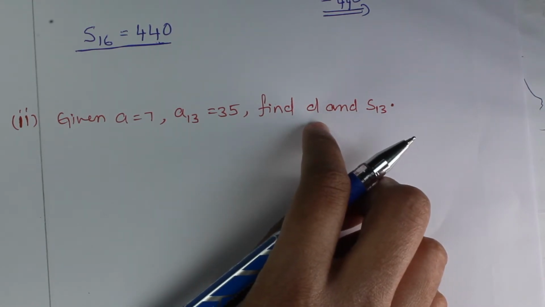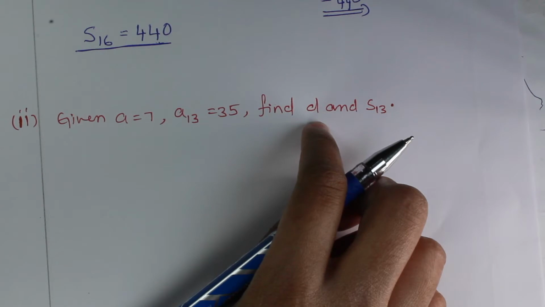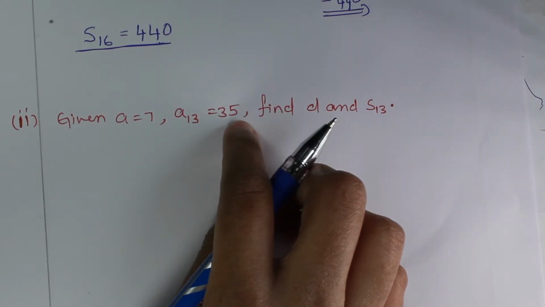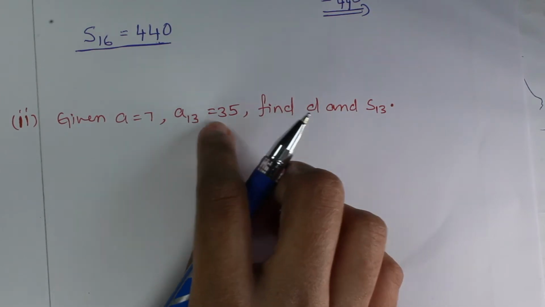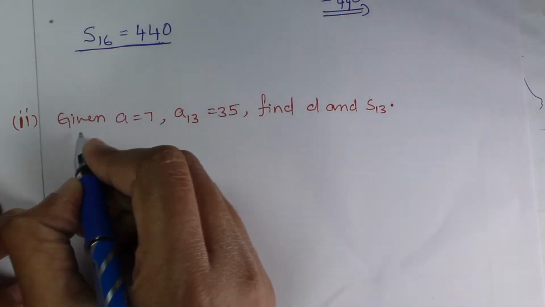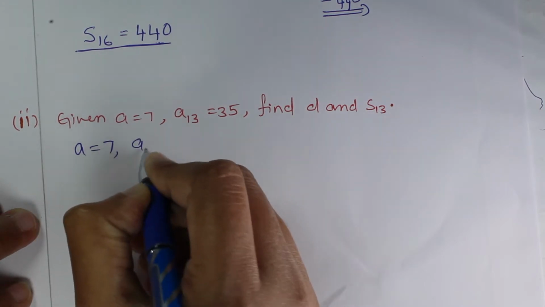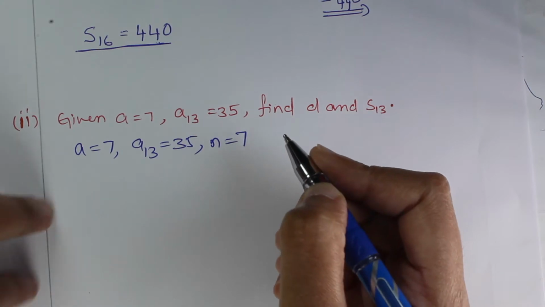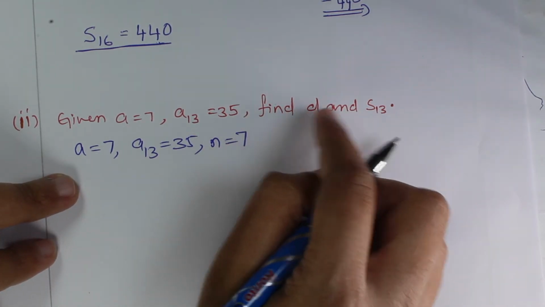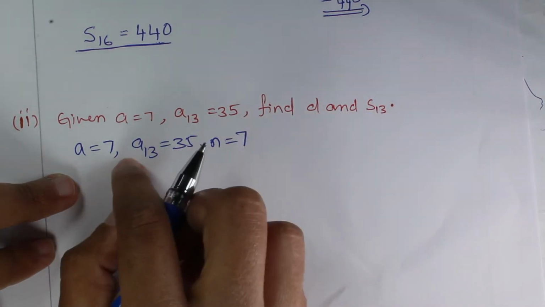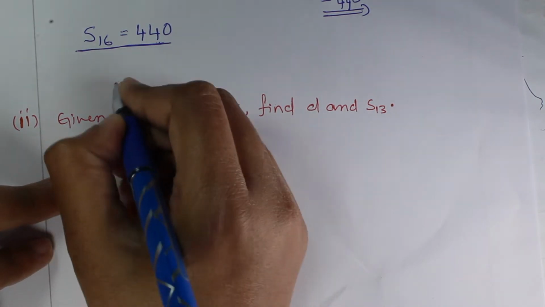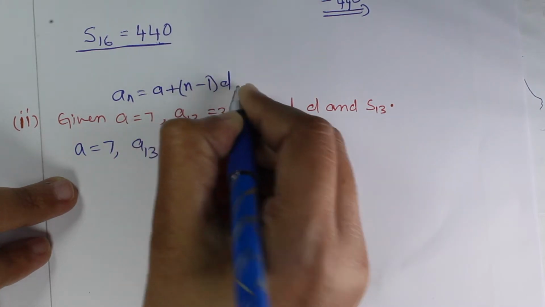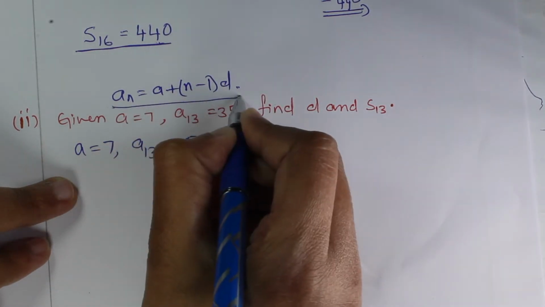So what is the formula here we are going to use? He has given a13 is equal to 35. So we know the value of n. n is equal to 13. a is equal to 7. a13 is equal to 35. So which is the formula we can use here? Again, an = a + (n - 1) d. So a13 becomes, we use this formula, an = a + (n - 1) d. We are going to use this formula here.